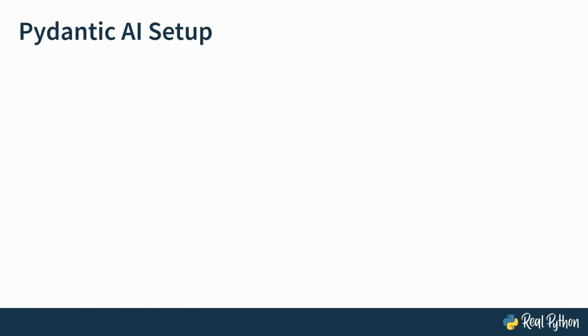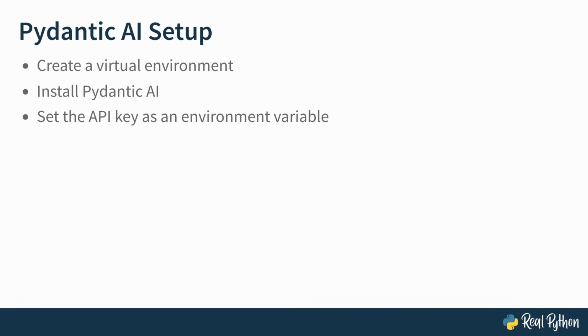In order to be able to set up Pydantic AI, you'll want to do four things. You'll want to create a virtual environment, the environment in which you install Pydantic AI. You'll want to install Pydantic AI in that environment, and then you'll want to make sure that everything is working just fine. So you're going to set the API key you got from the prerequisites lesson, past lesson. You'll set it as an environment variable, and then you'll try to run a basic prompt from the REPL just to double check that everything is working smoothly.